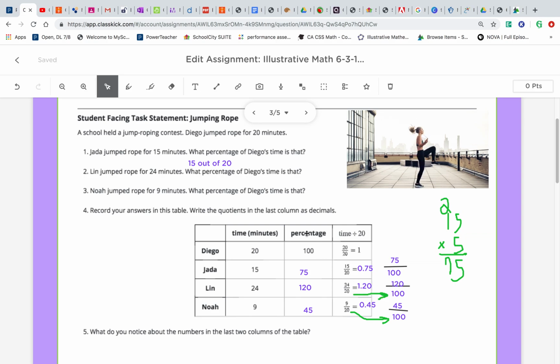Okay, and then what we want you to notice, as I erase some of these green marks here, are these last two columns. That's what number 5 talks about. The last two columns in the table, if you look at the values here, the percentage is 100. As a decimal, it's 1 or 1.0. Percentage is 75. As a decimal, it's 0.75. Percentage is 120. As a decimal, it's 1.20. And you can see what the fraction is here. 45% is 0.45, which is 45 out of 100, right? So these are all the same value, okay? It's just we have fractions, decimals, and percents, but they're all the same value. All right.